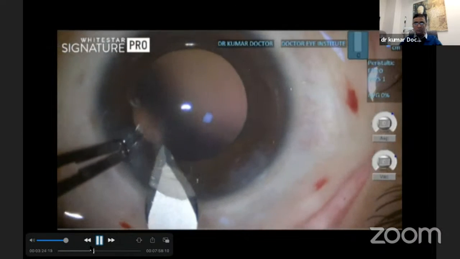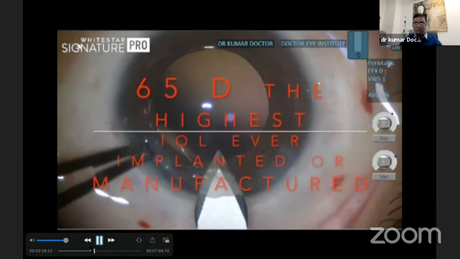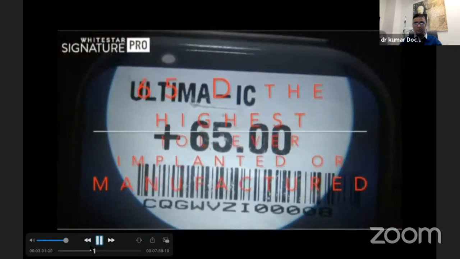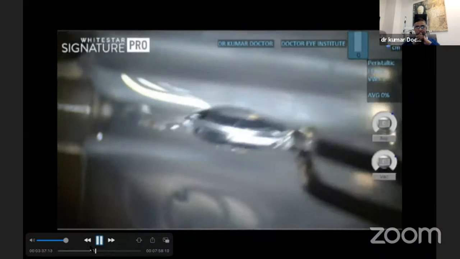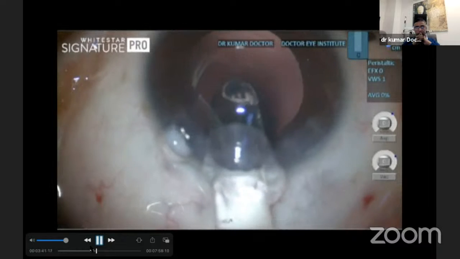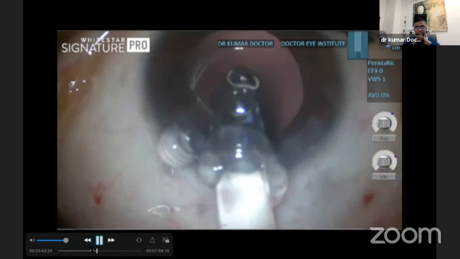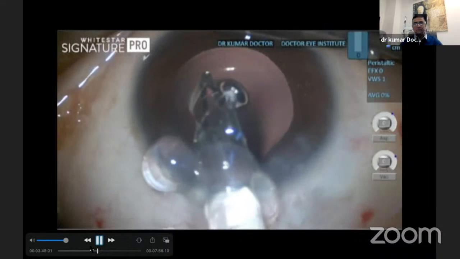The 65 diopter IOL, the highest ever manufactured, was loaded, placed in the cartridge and then injected. Loaded the hydrophilic IOL. Significant amount of pressure needed to push the 1.9 millimeter thick IOL through a 3.4 millimeter cartridge.